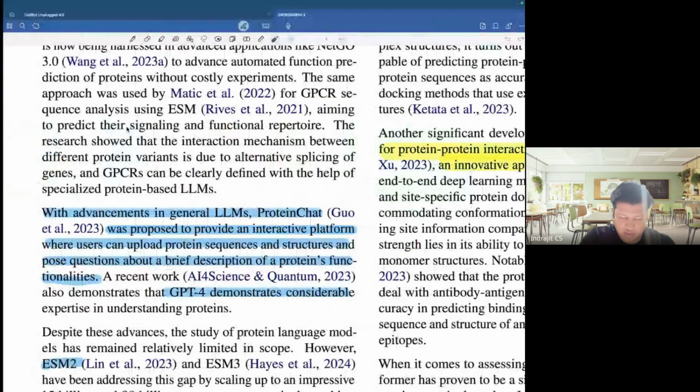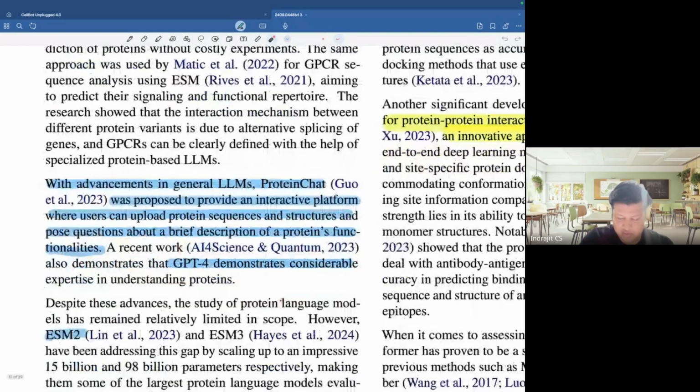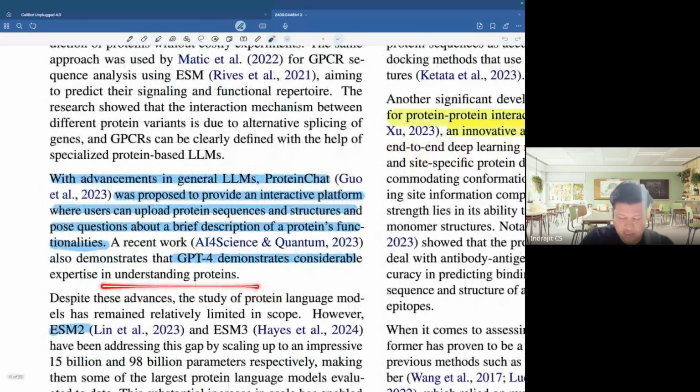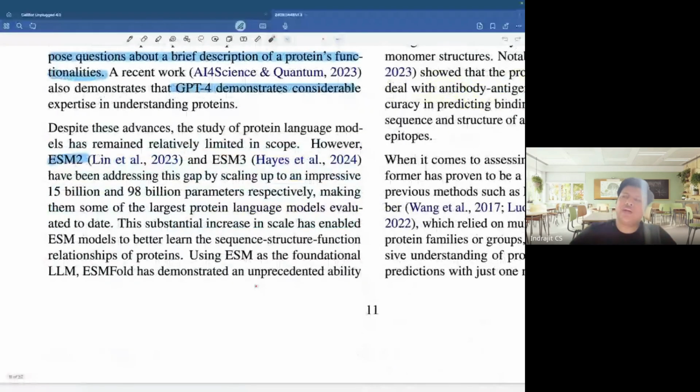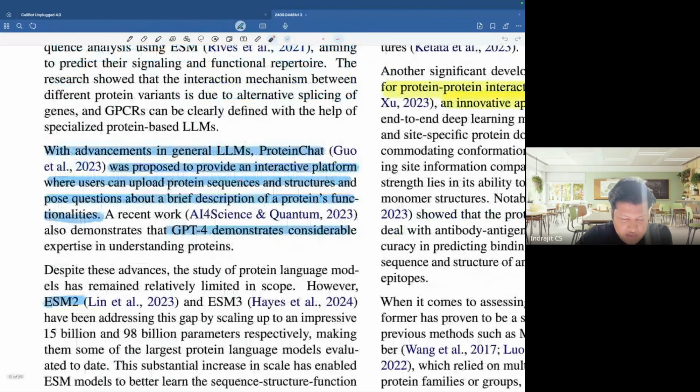So this is what we are talking about. The LLMs like ProteinChat were proposed to provide an interactive platform where users can upload protein sequences and structures and pose a question. And a recent work in AI for Science and Quantum 2023 also demonstrates that GPT-4 shows considerable expertise in understanding proteins. Although GPT-4 kind of models are more generalized models, not specialized models to understand protein sequences, they can also be used for functional annotation.